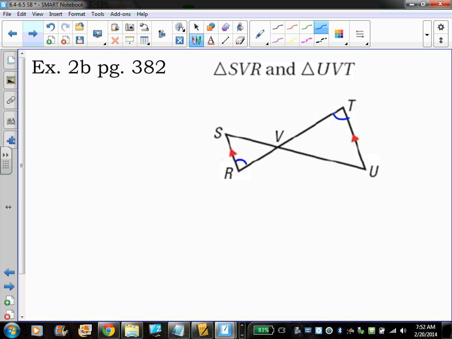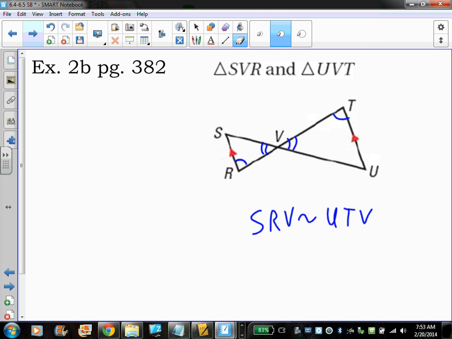We could do that again for S and U, but we could also see that angle SVR and angle TVU have to also be congruent because they're vertical angles. I could find the last one and show it's congruent, but I don't really need to because our theorem is angle-angle. I've already shown that two angles are congruent. So I can say at this point that SRV is similar to UTV. So that one wasn't too bad.